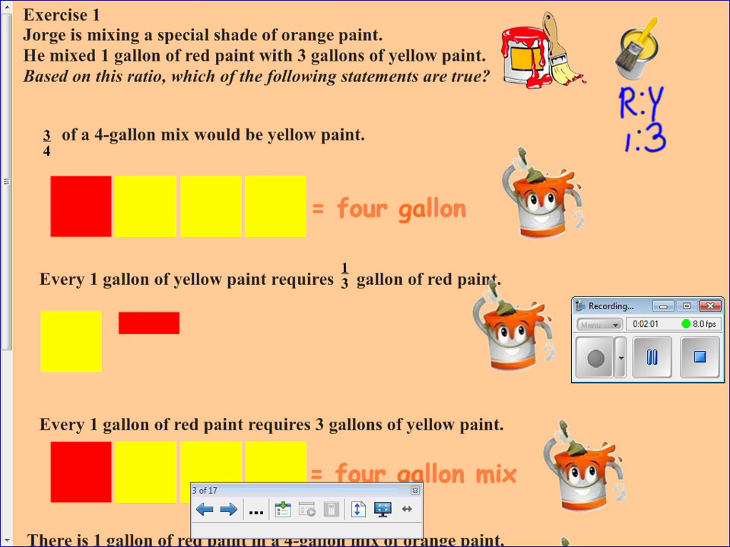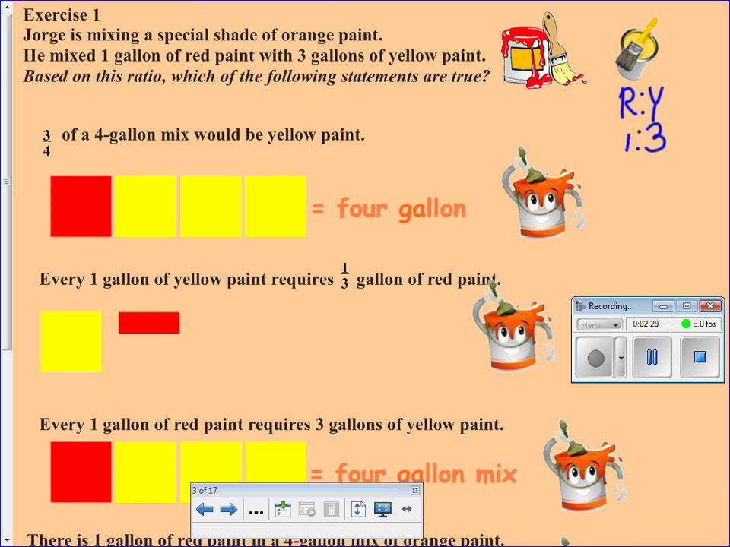So in this 4-gallon bucket, is it true or false that 3/4 of this 4-gallon mix will be yellow? In a moment, if you think the answer is true, you're going to give me a thumbs up. If you think the answer is false, you're going to give me a thumbs down. If you have no idea and you're not sure, you're going to give me thumbs in the middle. On the count of 3, you're going to vote.